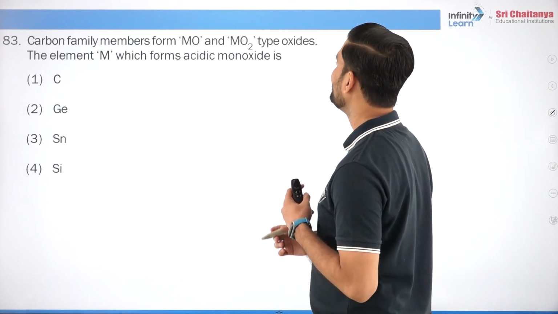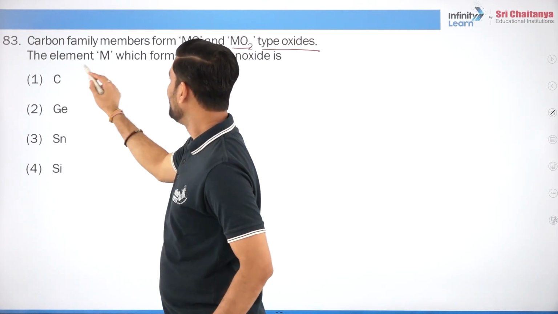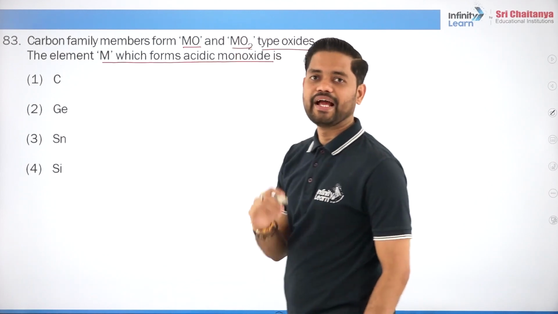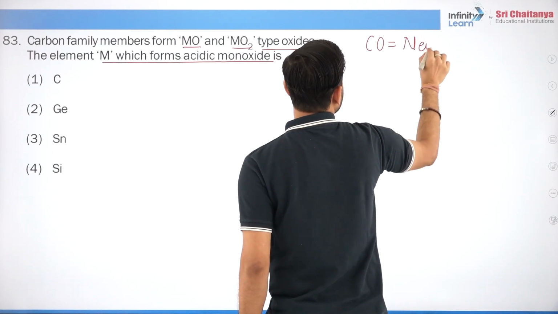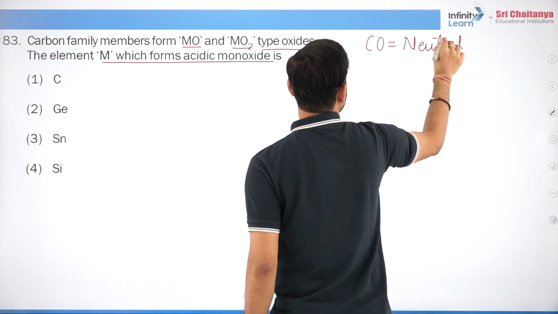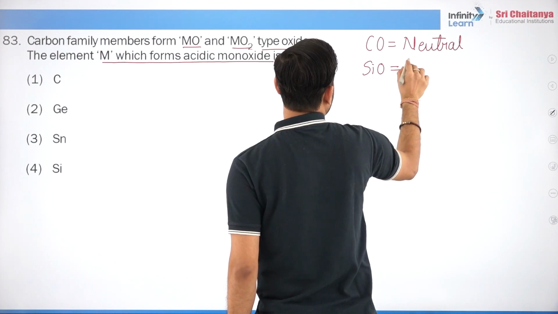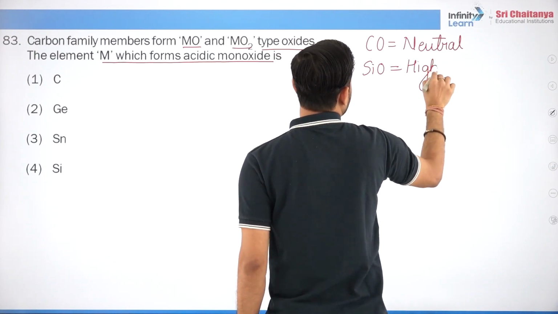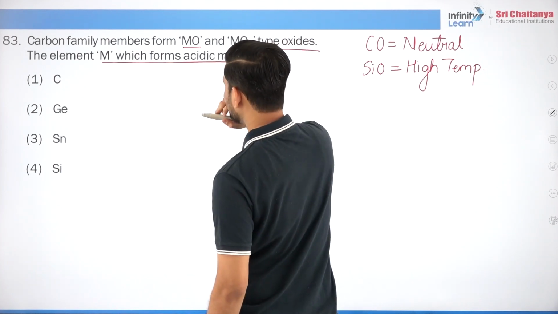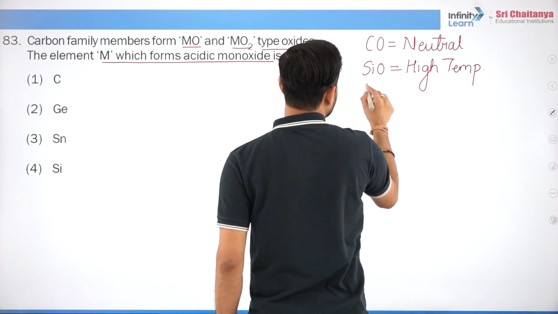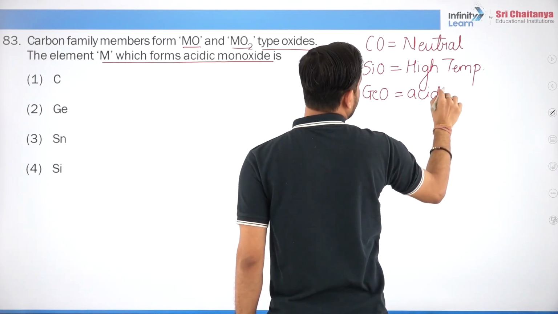83. Carbon family forms MO and MO2 type oxides. True. The element M which forms an acidic monoxide? Talking about acidic monoxide, carbon monoxide is neutral. You should know this thing. Again, a knowledge based question. Carbon monoxide is neutral. Then comes silicon monoxide, which exists at high temperature. Then after carbon and silicon comes germanium oxide, which is acidic in nature.